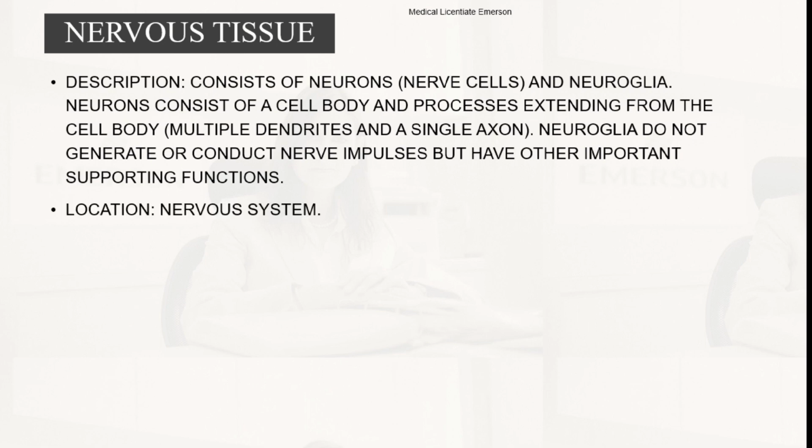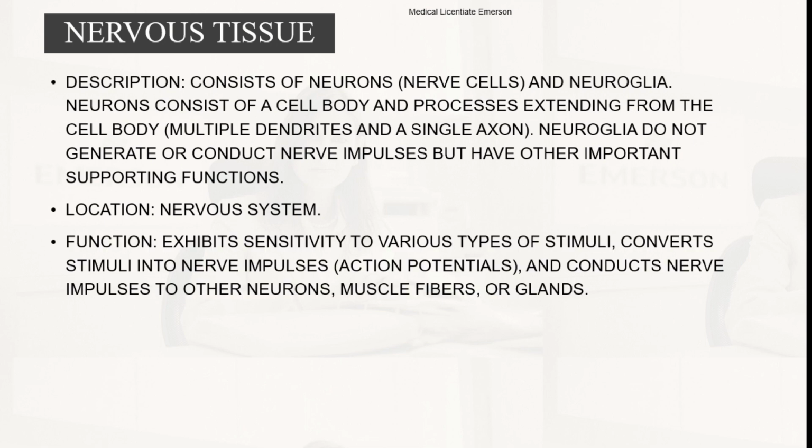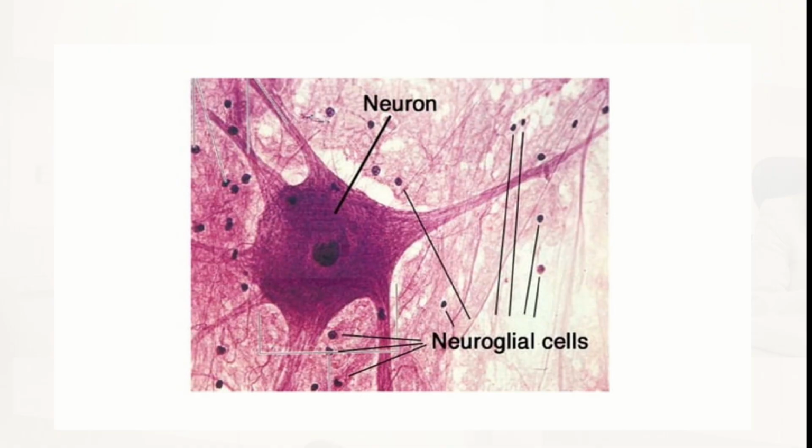The location of the nerve tissue is of course in the nervous system, and the function is to exhibit sensitivity to various types of stimuli and convert stimuli into nerve impulses, which come in the form of what we call action potentials. Then also conduct nerve impulses to other neurons, muscle fibers, or glands. So this is how the neurons and the neuroglial cells work.